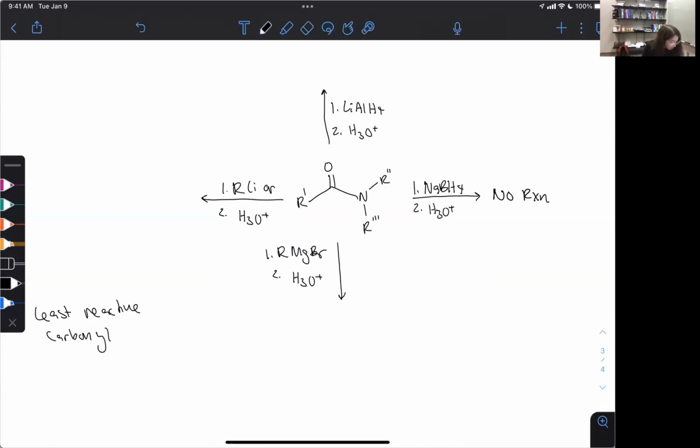There is, oh my goodness. I forgot esters. Oh no. Okay. I'm going to finish amides. I'm going to pause it and then I'm going to put esters in. All right. So there's going to be no reaction for Grignards.